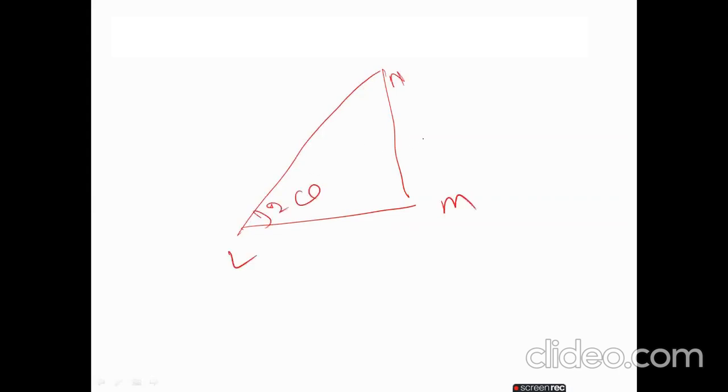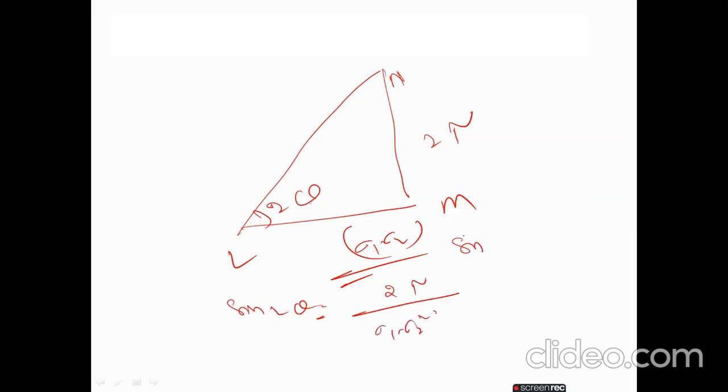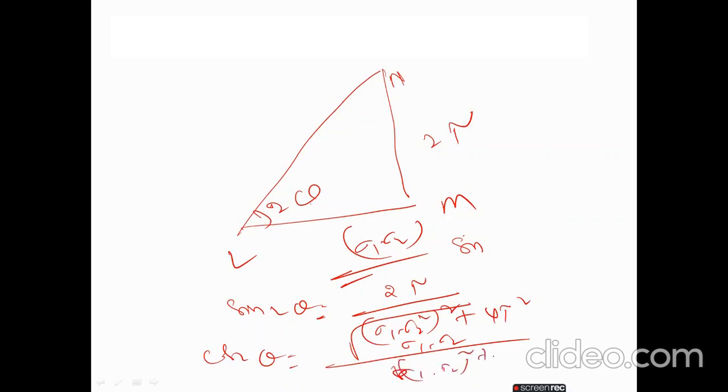I will consider MNL. This is 2 tau, 2 theta, and sigma 1 minus sigma 2. So like that, when you consider here, you will get, suppose sin 2 theta equal to what happens? 2 tau by square root of sigma 1 minus sigma 2 whole square plus 4 tau square. Cos 2 theta, what happens? Sigma 1 minus sigma 2 by square root of sigma 1 minus sigma 2 whole square plus 4 tau square.